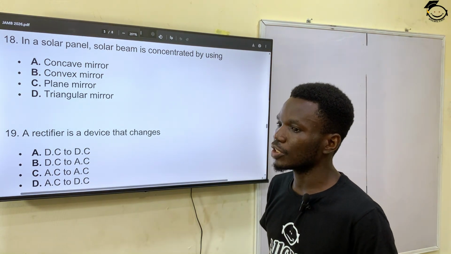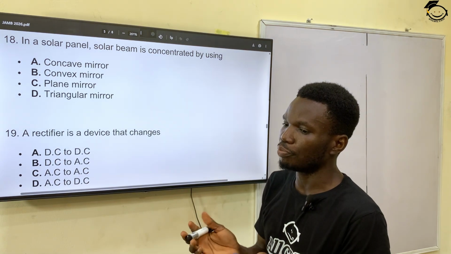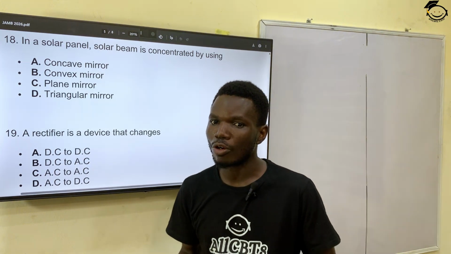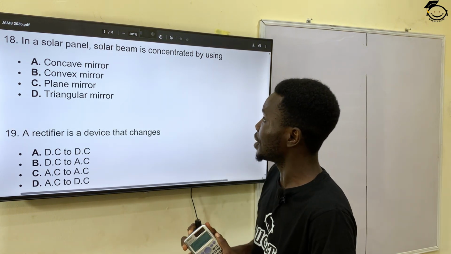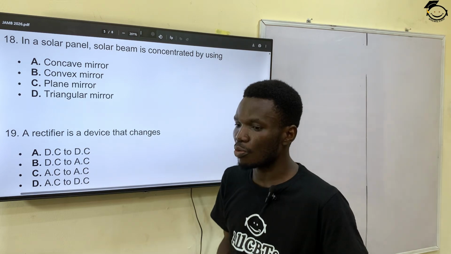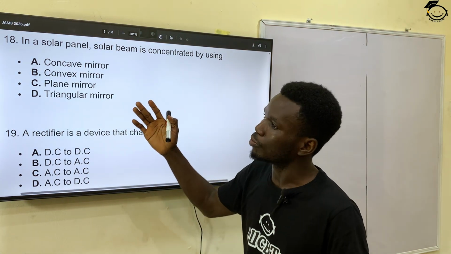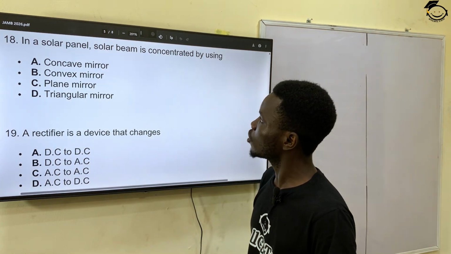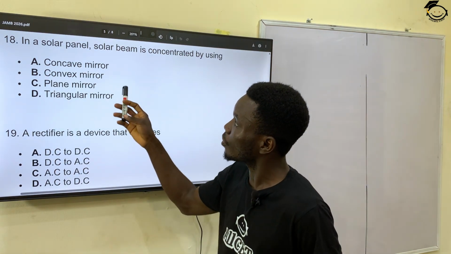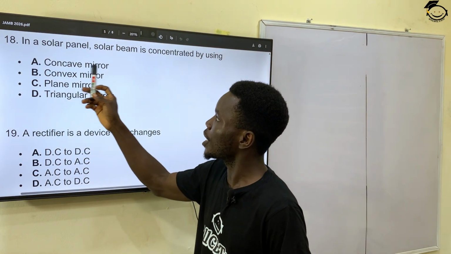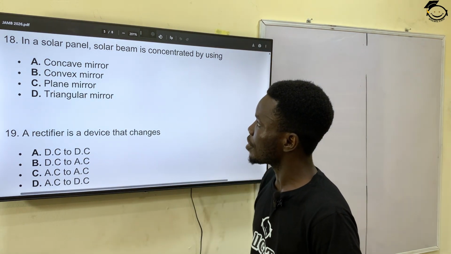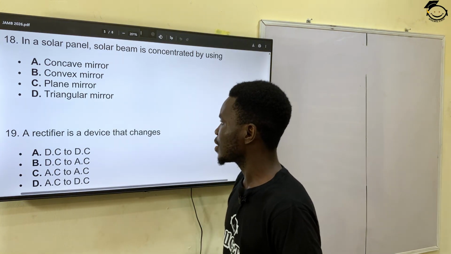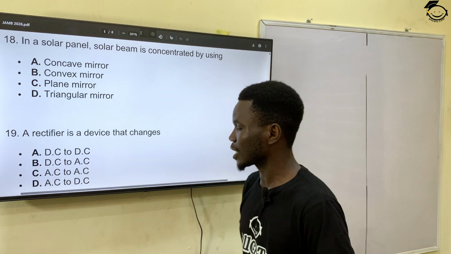So when you say concentrated, it means we are bringing all the beam of light to a point, and we use what? A concave mirror. A concave mirror will concentrate the beam of light to a point, thereby generating an amount of heat that will be converted to electricity on a solar panel. So the correct answer here is option A, which talks about what? A concave mirror.